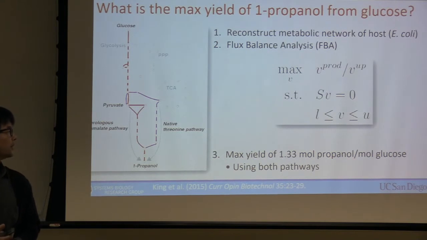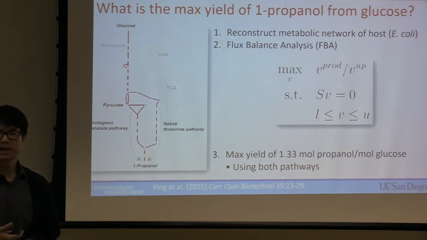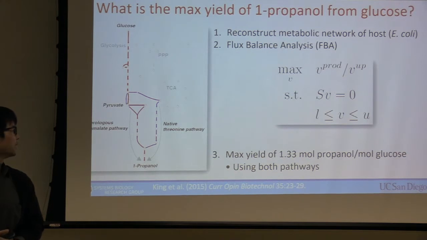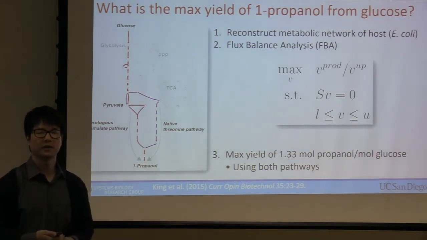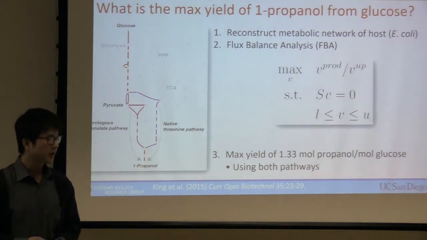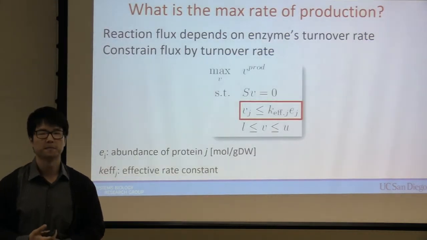And so what we find in this particular example is that even though there are 2 possible pathways to make propanol from glucose, a native pathway from threonine and a heterologous pathway from citramalate, it turns out that the way to maximize the yield is to actually use both pathways simultaneously. And you get at least 33% greater theoretical yield if you use both pathways simultaneously than if you use just one of these pathways individually. Okay, so maximizing yield is a pretty simple problem.